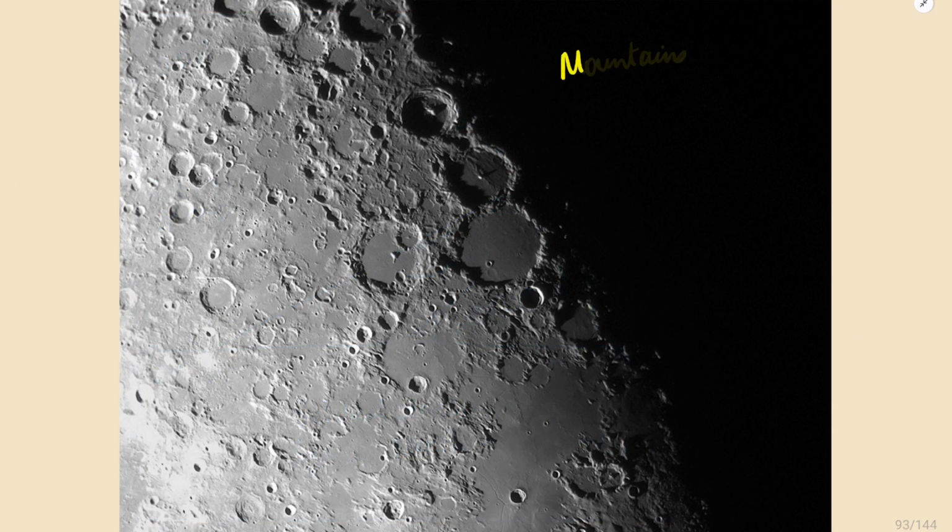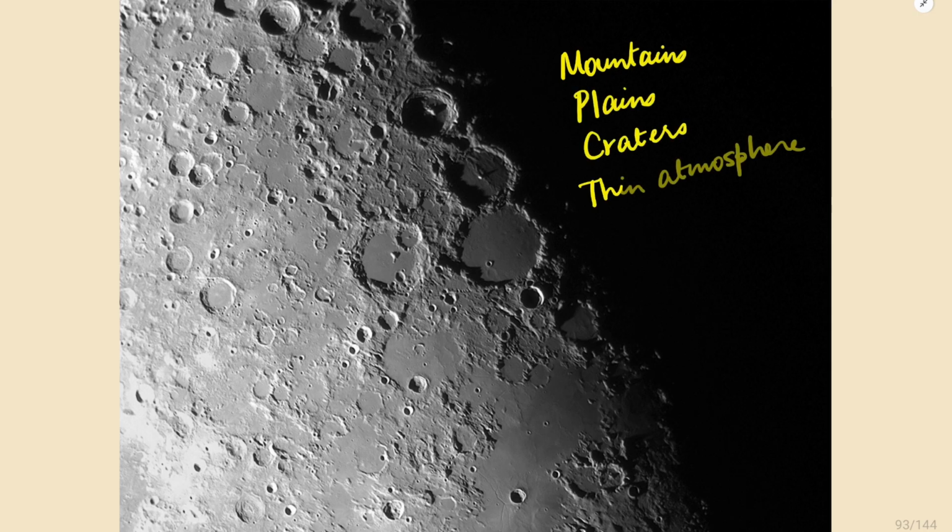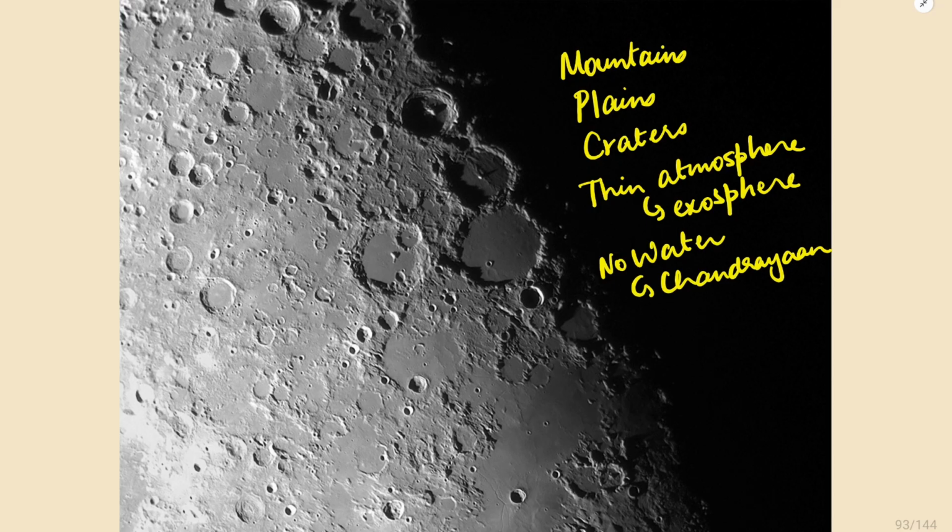The moon's surface has mountains, plains, and craters. It has a very thin atmosphere called an exosphere, has no water, though Chandrayaan found traces of water, and has extreme temperatures, making it inhospitable for life.